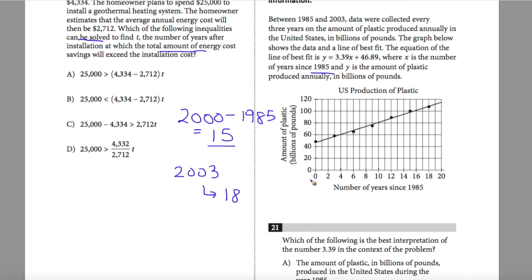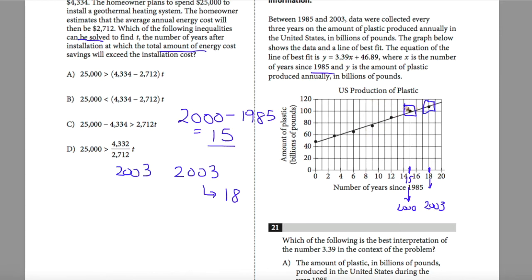So I'm going to look here at my graph, number of years since 1985. I'm really referring to this year here, which is 15, and then working up to 18, right? So year 15 is really 2000, and this 18 is really representing 2003, right? 2000, 2001, 2002, 2003. So I'm going to slide up. This is my value for 2000. And this is my value for 2003.